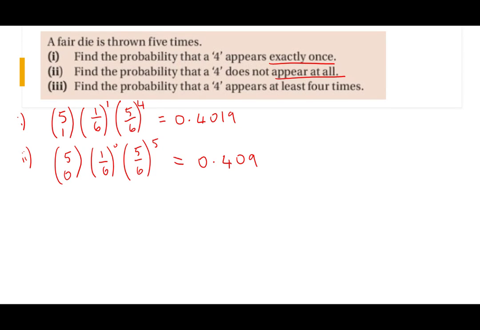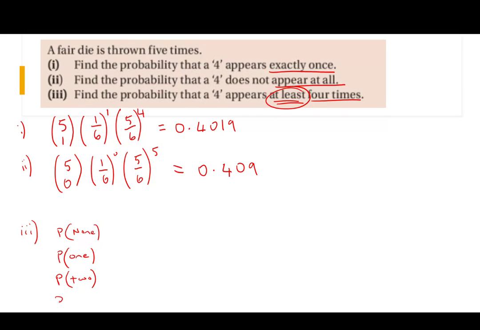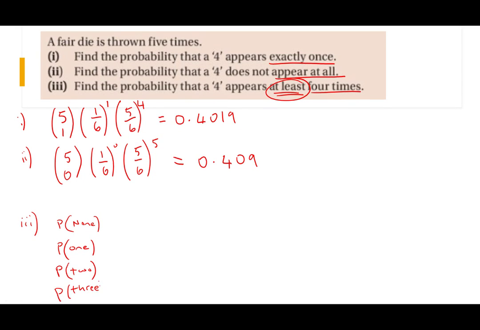Find the probability that a 4 appears at least 4 times. That word at least, you've got to be really, really careful of. Okay. That word at least means that I have to calculate 4 different probabilities here. I have to have the probability that it comes up none times, the probability that it comes up 1 time, the probability that it comes up 2 times, the probability that it comes up 3 times, and the probability that it comes up 4 times.